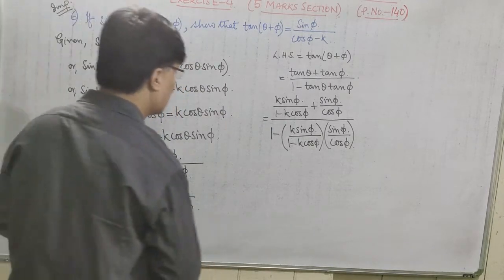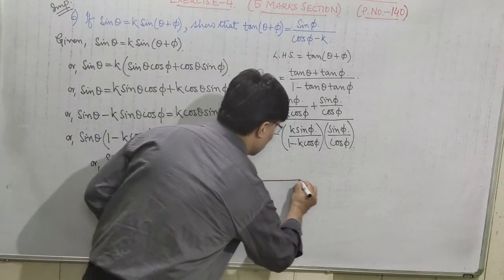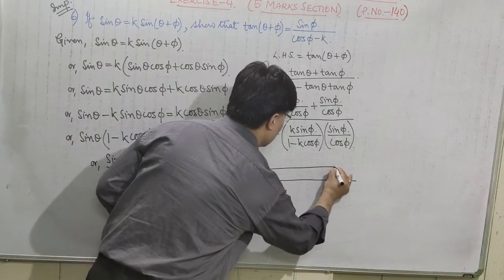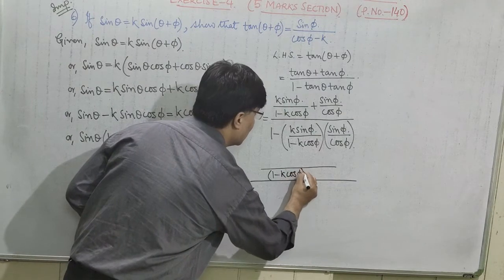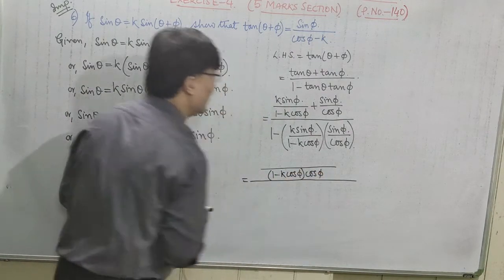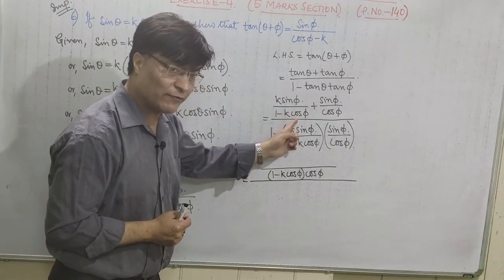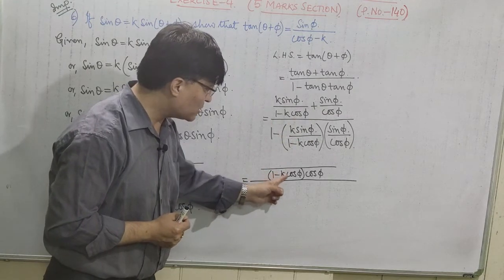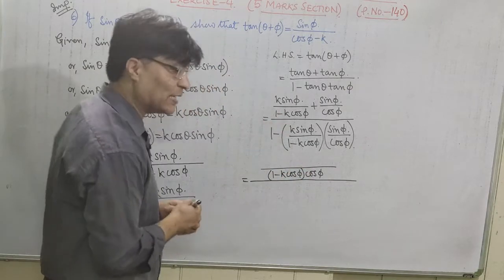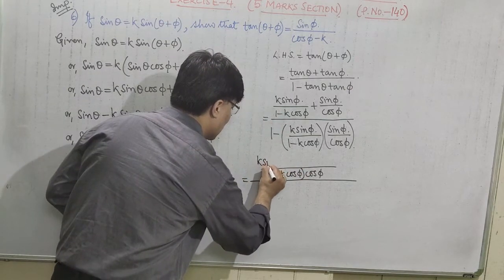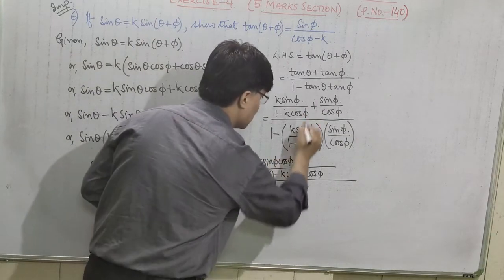Okay. Now let us simplify it. Let us take the LCM in both the numerator as well as in the denominator. So what's the LCM in the numerator? It is 1 minus k cos phi into cos phi. Now this LCM is divided by 1 minus k cos phi, so 1 minus k cos phi will be cancelled. You will have cos phi. So cos phi is multiplied by k sin phi. What do we get? k sin phi cos phi, with a plus sign.